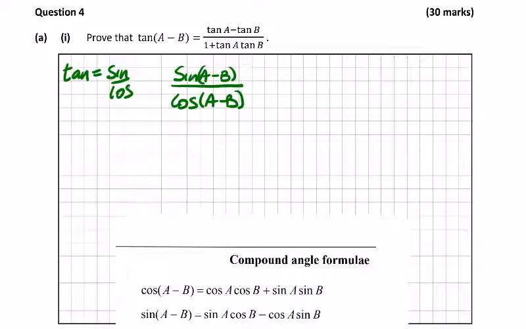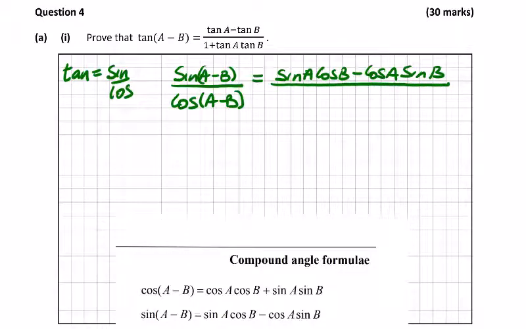Compound angles. So the sine of A minus B is sine A sine B. No, it's not. It's sine A cos B minus cos A sine B. Be careful with these. It's so easy to go wrong. And then double check. Sine(A minus B), sine A cos B minus cos A sine B. You can tie yourself in knots with these. Divided by cos(A minus B), cos A cos B plus sine A sine B.